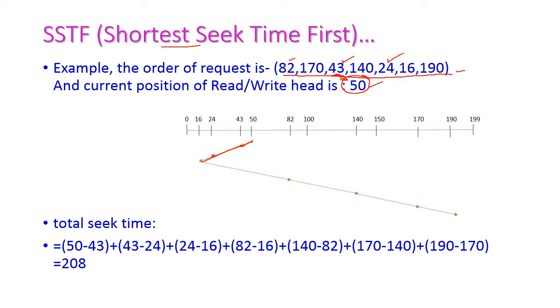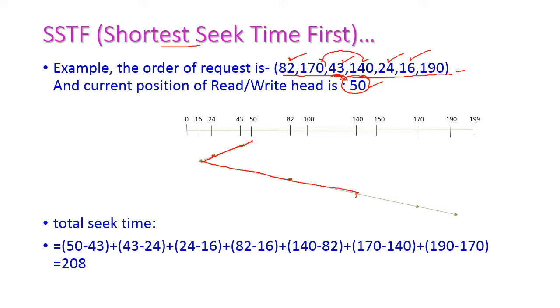After that 16. Okay, from 16 the nearest remaining one is 82. From 16 to 82 the head will move to request the data. After that from 82 to 140, we see 140, and after that 170 is there.